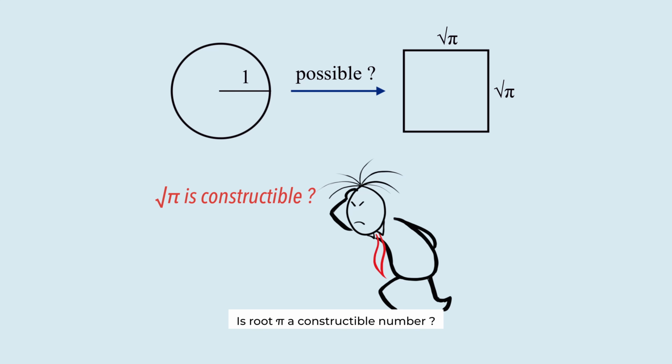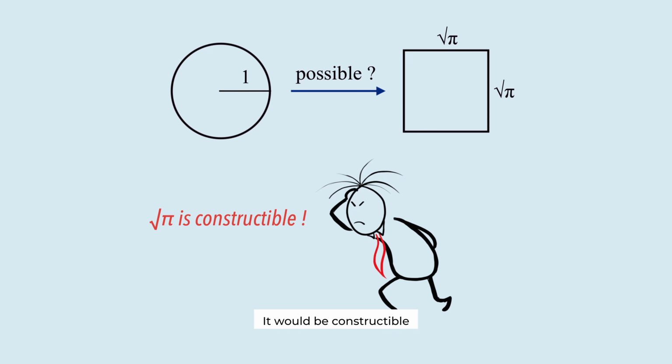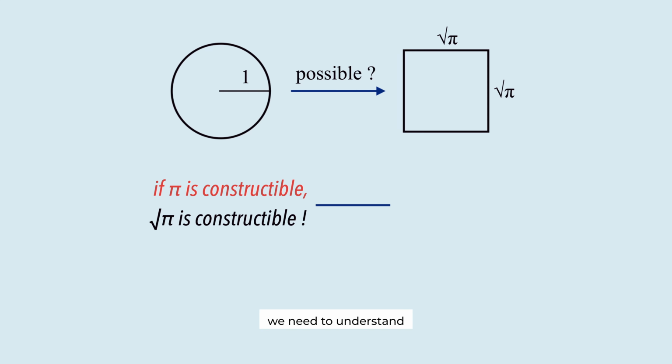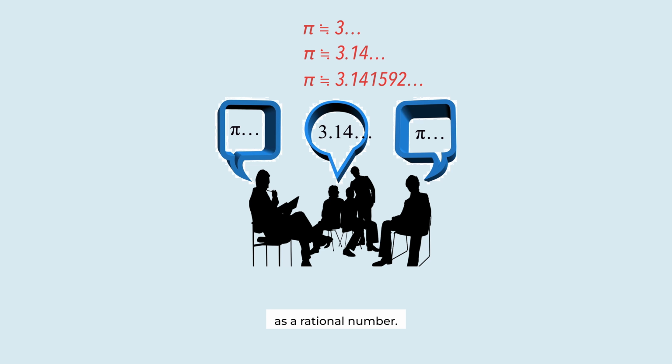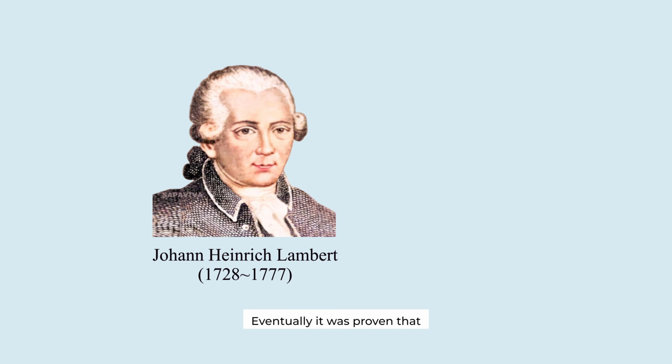Is root pi a constructible number? Since it's a square root, it would be constructible if pi itself were constructible. To answer this, we need to understand the nature of pi. Humans discovered pi long ago and spent centuries trying to figure out its exact value. However, pi couldn't be expressed as a rational number. Eventually, it was proven that pi is irrational, not rational. That happened in 1761. But here's the catch.